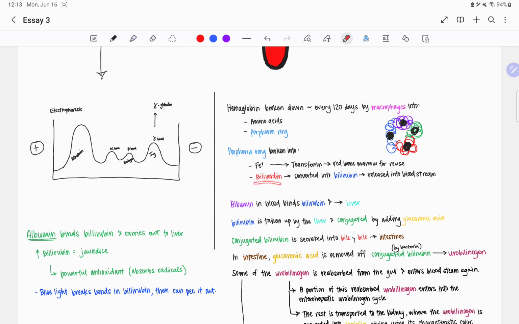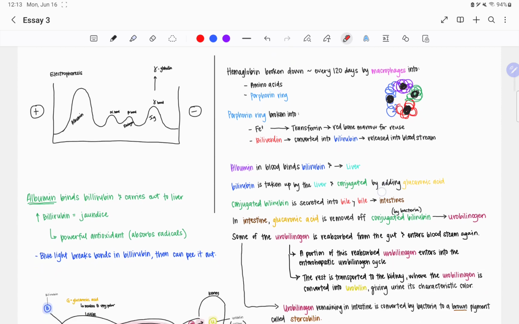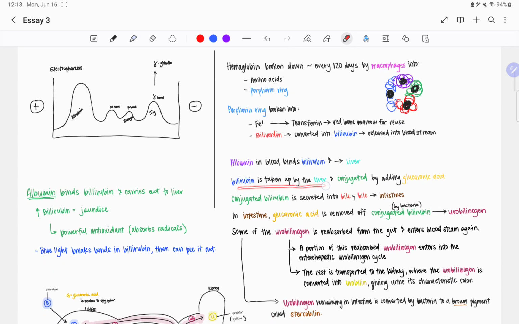Whereas biliverdin, the leftover piece of the porphyrin ring, is kicked out of the macrophage, and then that is converted into bilirubin. And then what happens is albumin picks up that bilirubin in the blood and it takes it to the liver. Okay? So once bilirubin makes it to the liver, it's conjugated by adding these glucuronic acids.